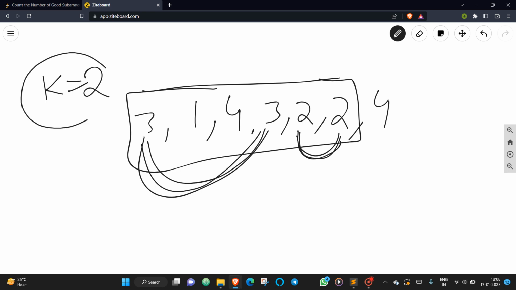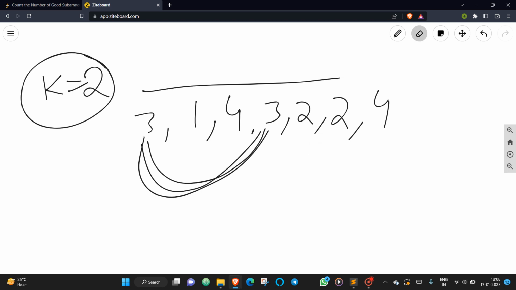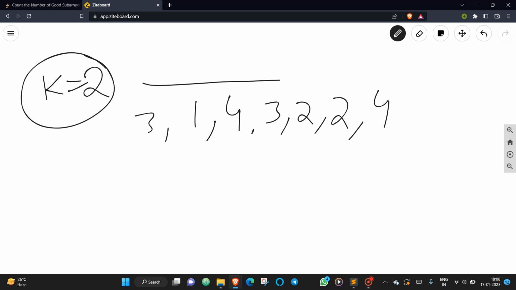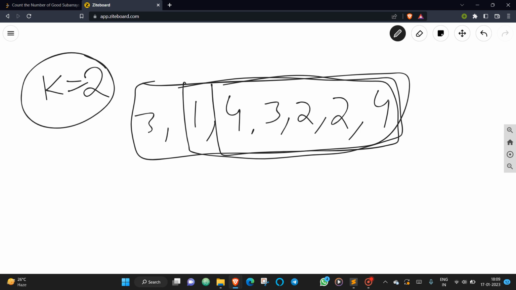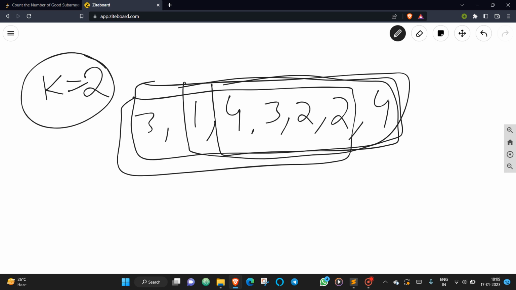So in the question, he has given us k equal to 2. In that subarray, there has to be at least k pairs such that it satisfies the condition, right? So this is a good subarray, and what will be other? It can be this, and it can be even this, and even this, right? If you can observe, we are getting a total of four good subarrays.